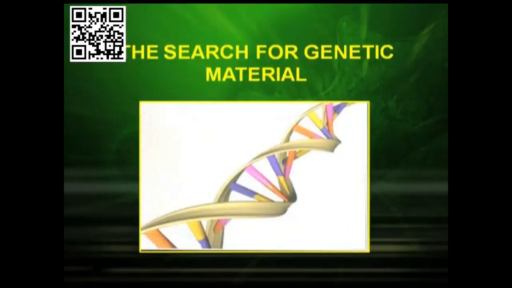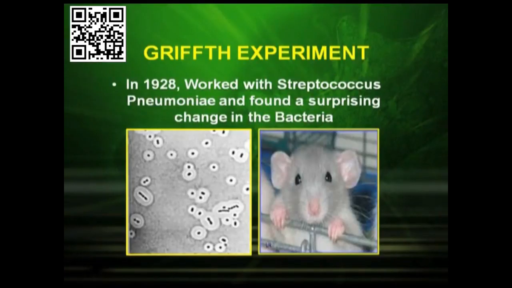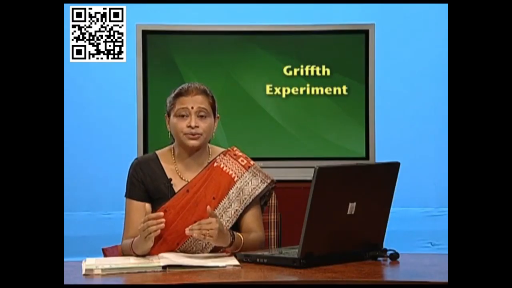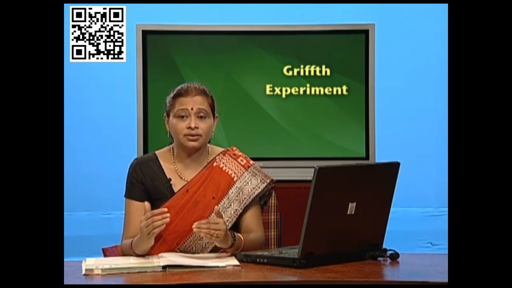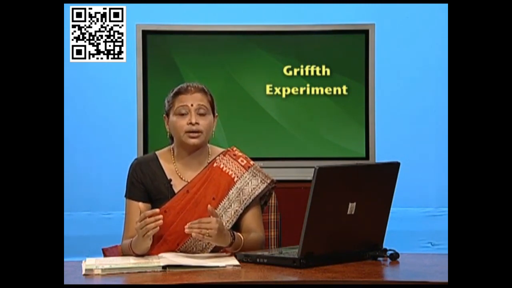So now let us study the search for genetic material. The first experiment performed in the search for genetic material was by Griffith. In 1928, he worked on the bacteria Streptococcus pneumoniae that causes pneumonia in rats. While he was experimenting with these bacteria, he found a surprising change in the bacteria. Streptococcus pneumoniae occurs in two forms. The one is the S strain, which is called the smooth strain, and the other one is the R strain, which we call the rough strain.